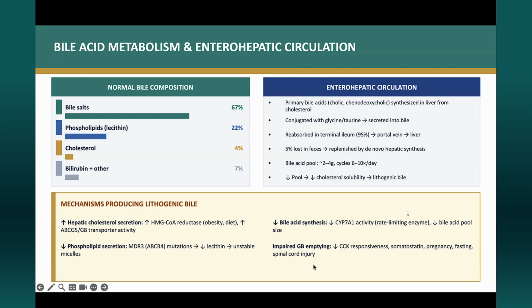And as I mentioned, those with decreased cholecystokinin responsiveness due to somatostatin, which is a potent gastric peptide inhibitor, patients who have pregnancy, patients who fast, or spinal cord injury. These are all related to decreased gallbladder motility.